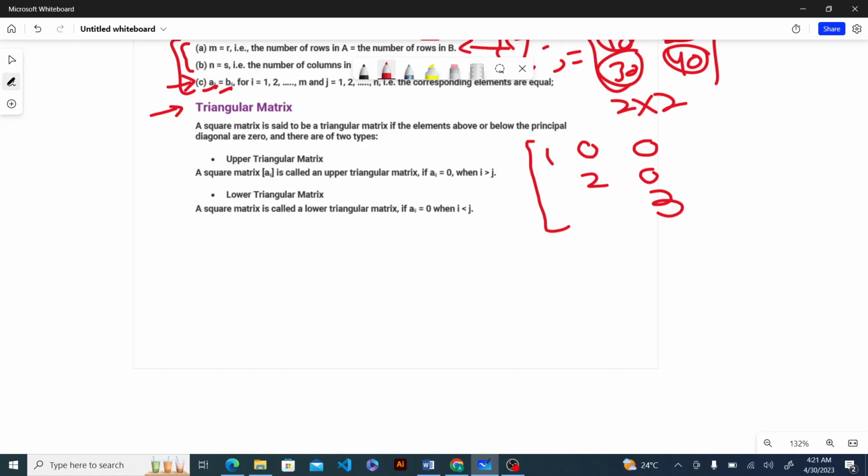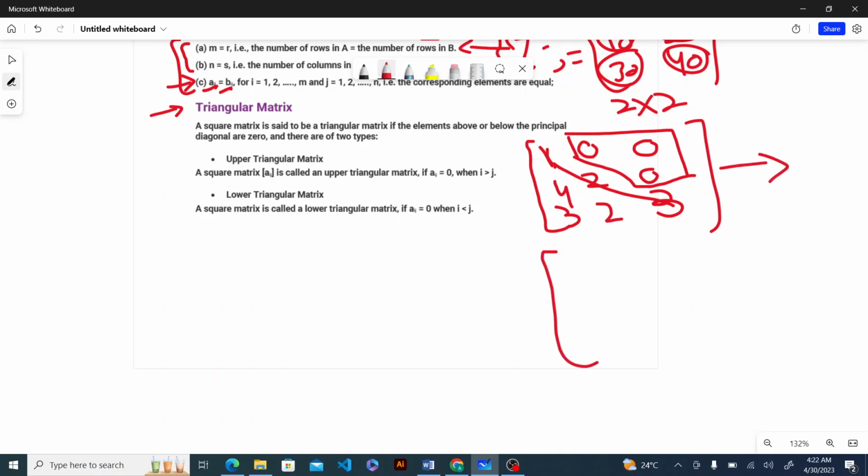Okay, so look here. 1, 2, 3, and the elements above the principal diagonal, this is called the principal diagonal, are 0, 0, 0, and below are 4, 3 and 2. Okay, see, this is the first example of a triangular matrix, and let me give you another example.